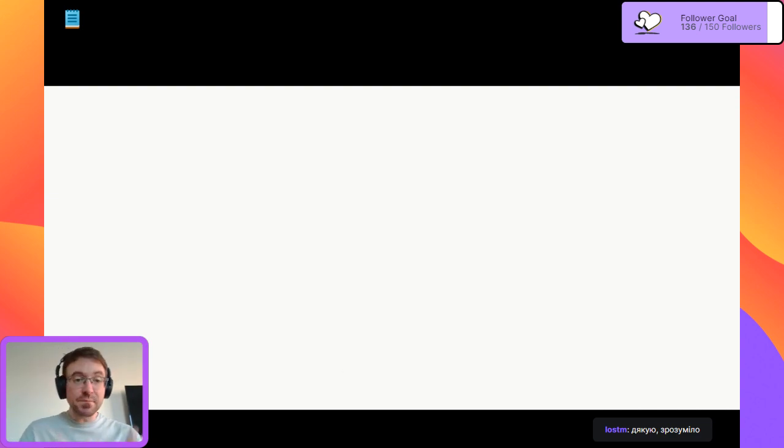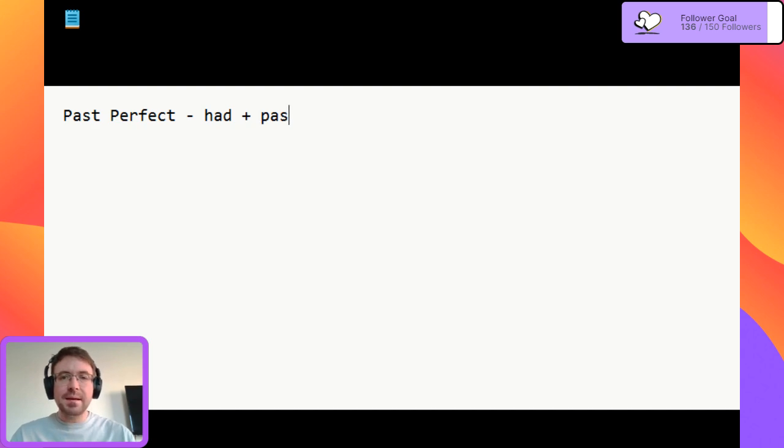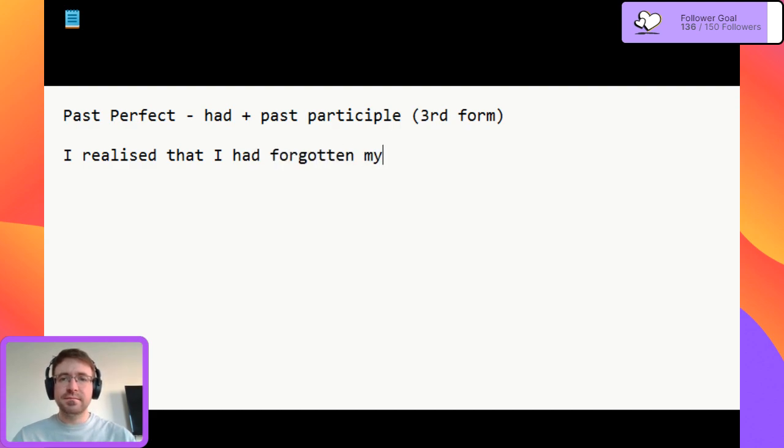Okay, so let's move on to past perfect. The past perfect, again, can be very difficult for Ukrainian speakers because in standard Ukrainian, of course, you do not have this aspect, this form. So first of all, let's just look at how we make it. We make the past perfect using had plus the past participle of the verb. Past participle is the third form, if you know this system. But the correct name for this is the past participle. For example, we can say something like, I realized that I had forgotten my keys.